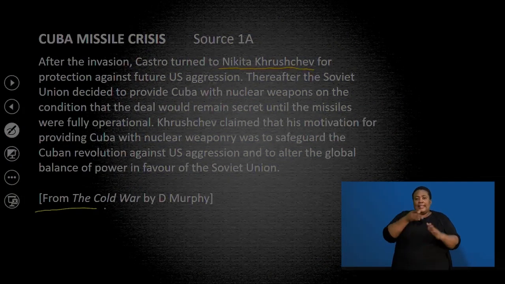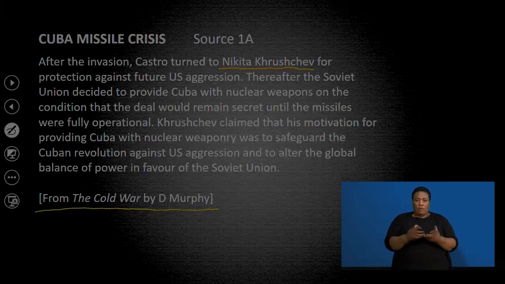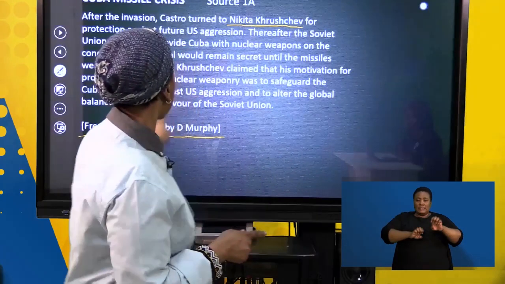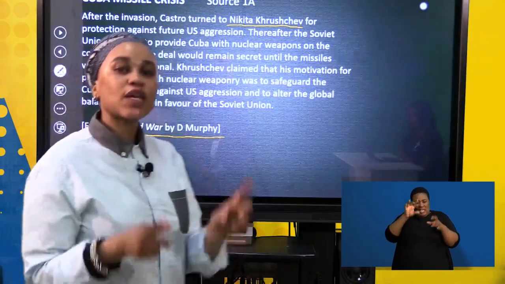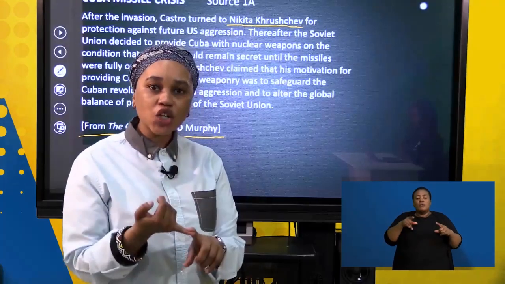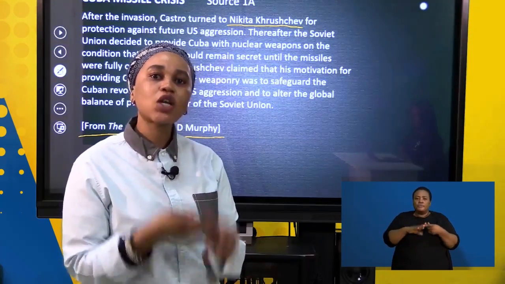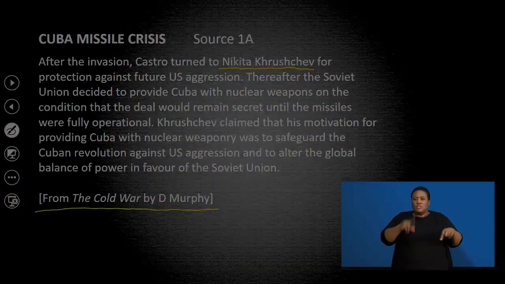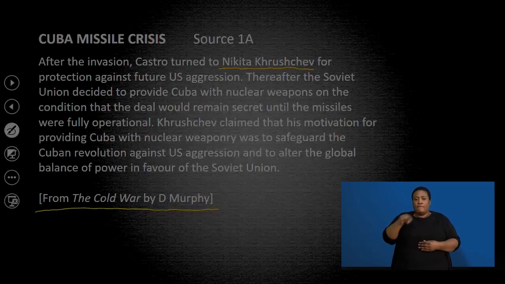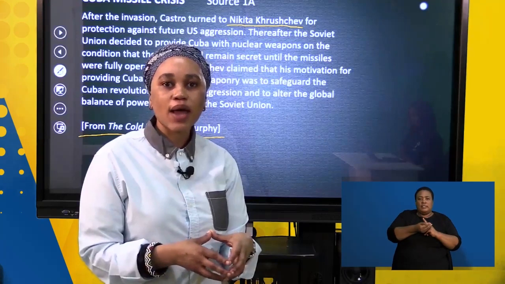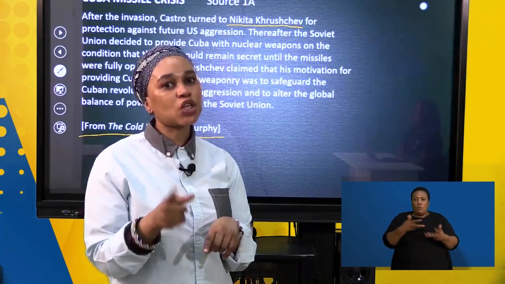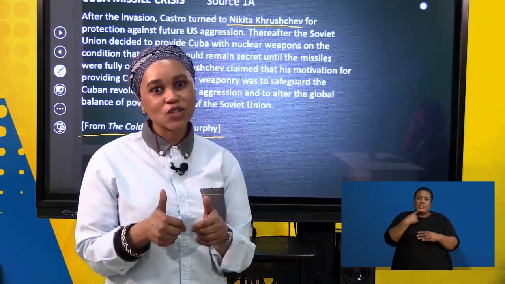At the end of this source, it tells you where it came from. Okay, so this is the book titled The Cold War by D. Murphy. Now, when you're evaluating the source, you do not need to worry about this information. The information that is going to help you give the origin, purpose, value, and limitation will be found in the actual caption. So don't worry about this. This is normally put there to protect the examiner to show that they have not plagiarized. That is where they got the information from. So what is important for you guys is to read that caption as I said before. Okay, I hope you've understood everything.